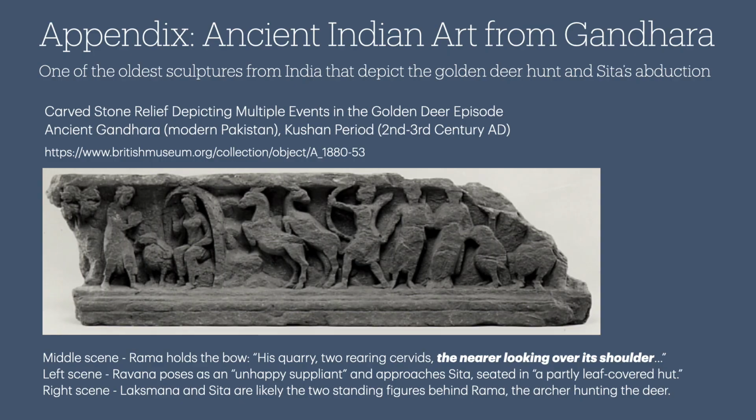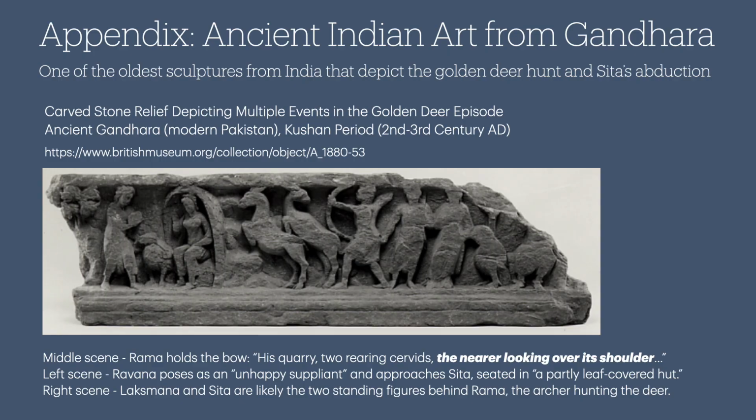And you can see that the leftmost cervid is not looking back, and it's fleeing away, and that's analogous to the leftmost deer that we see on the Caeretan hydria. Now, if we look at the other scene on the left side, Ravana is posing as an unhappy suppliant, in the British Museum's words, and he's approaching Sita, who is seated in a partly leaf covered hut, according to the British Museum. And this hut is what is acting as kind of a dividing line between the two scenes.